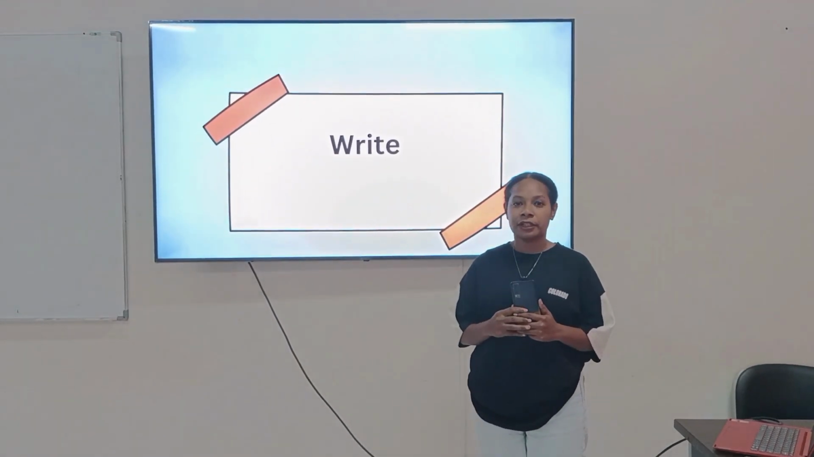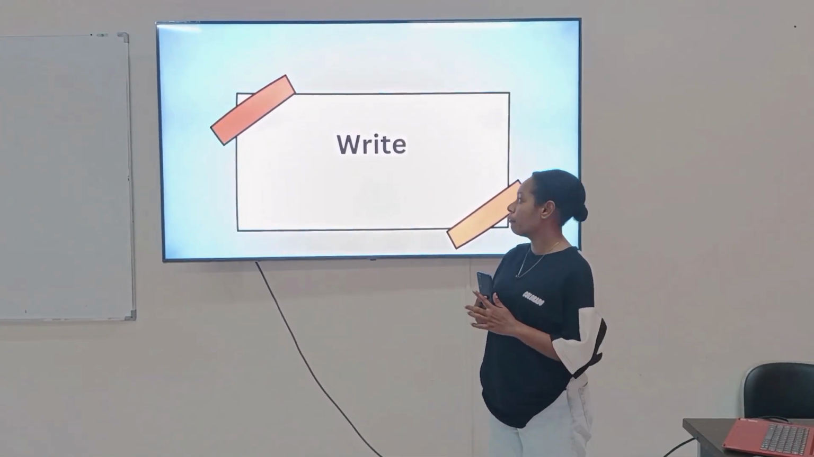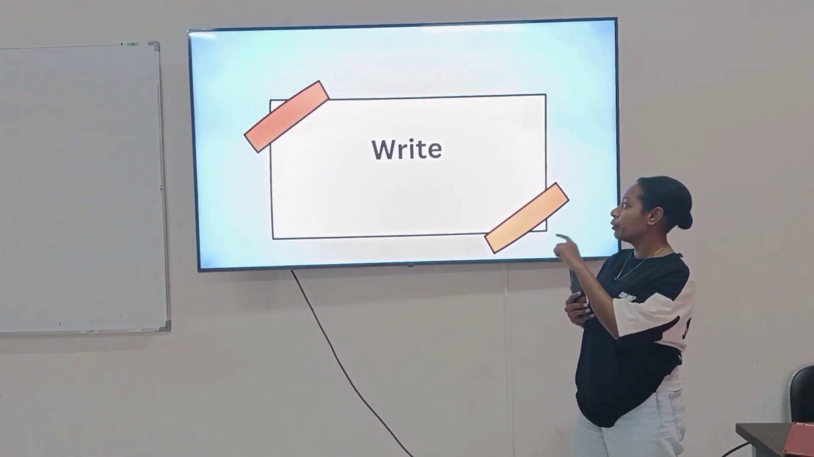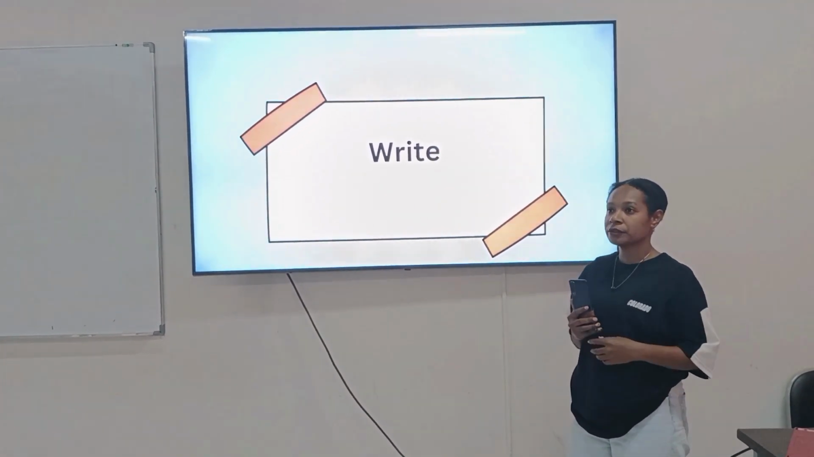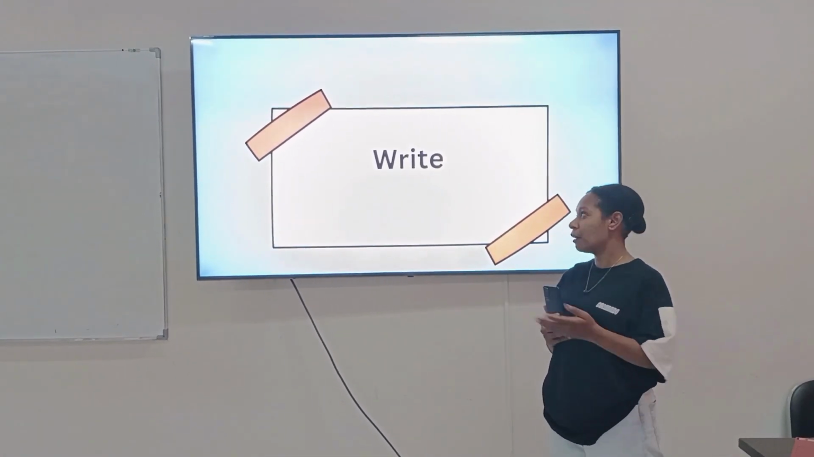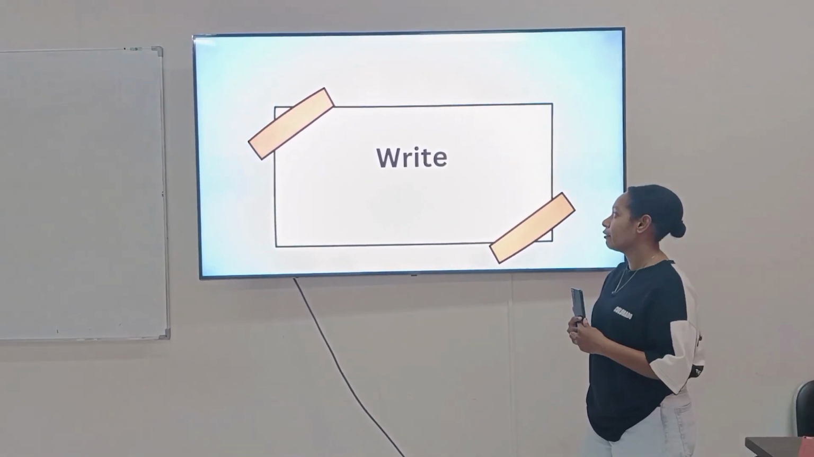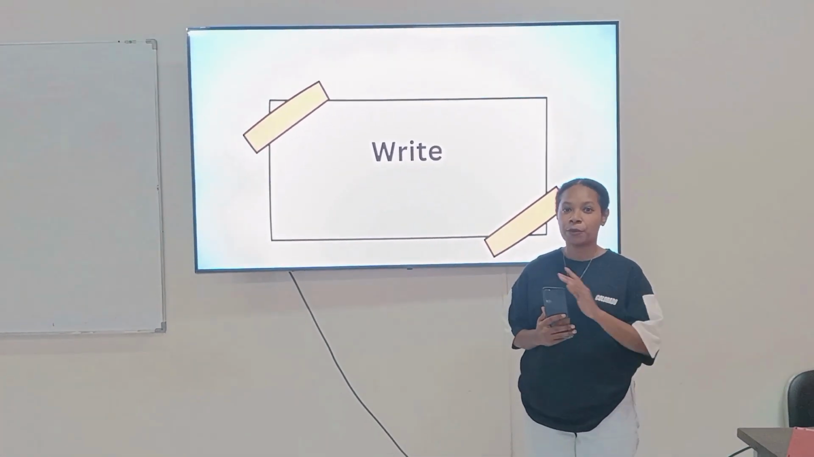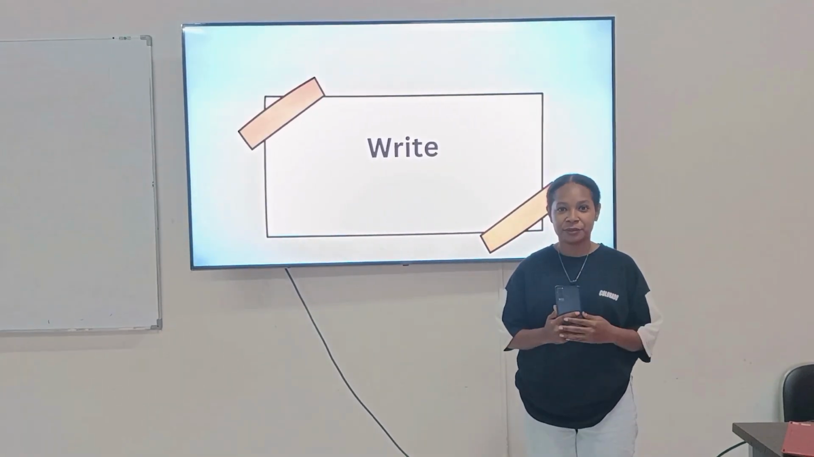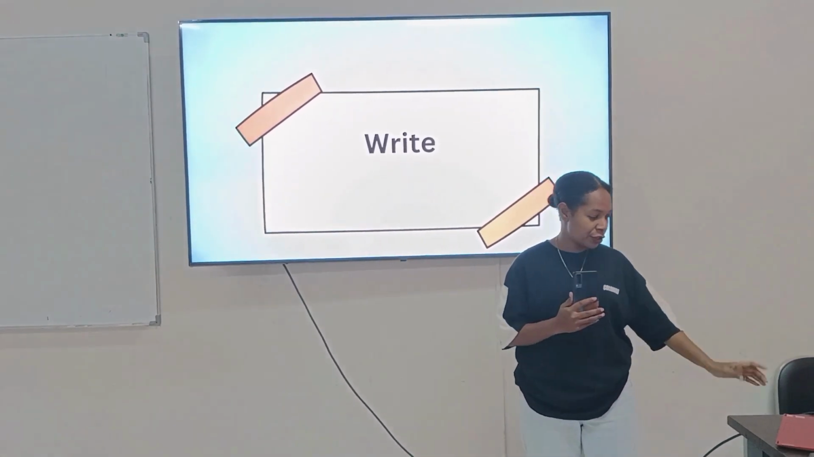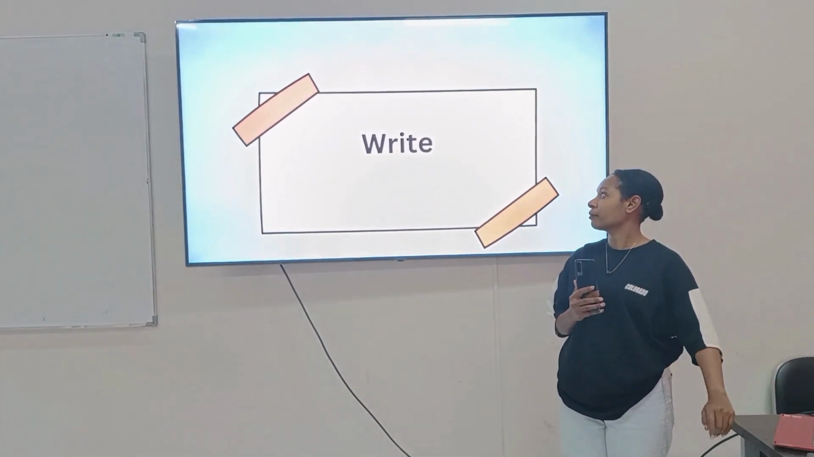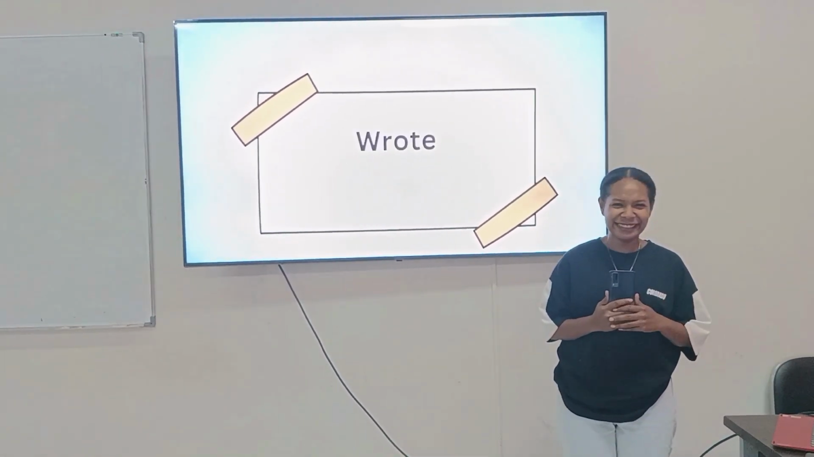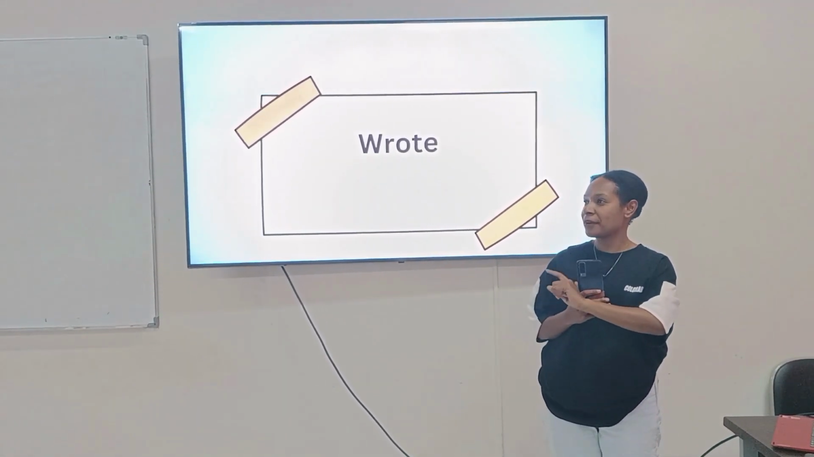Okay, for the reviewing part, we provide slide cards. So we put the first verb, and then we ask the students what the past tense of this word is. The example here is write, and we ask the students what is the past tense of write, and students will guess whatever they guess, and then we will show the answer. So this is the answer for the past tense of write.